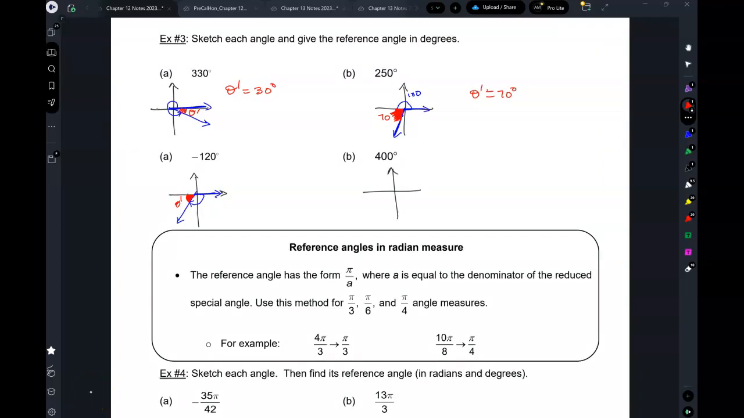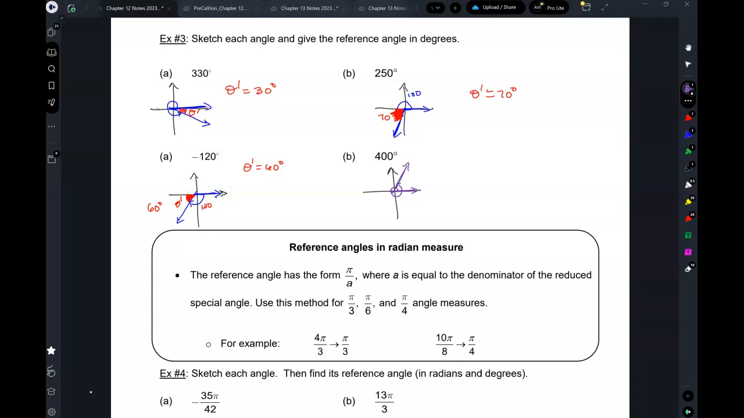Okay, so if I went 120 here, and the whole thing until here is 180, then this should be 60 degrees. So theta prime is 60 degrees. Okay, now here, let me draw this first. So here is 360, 40 more.